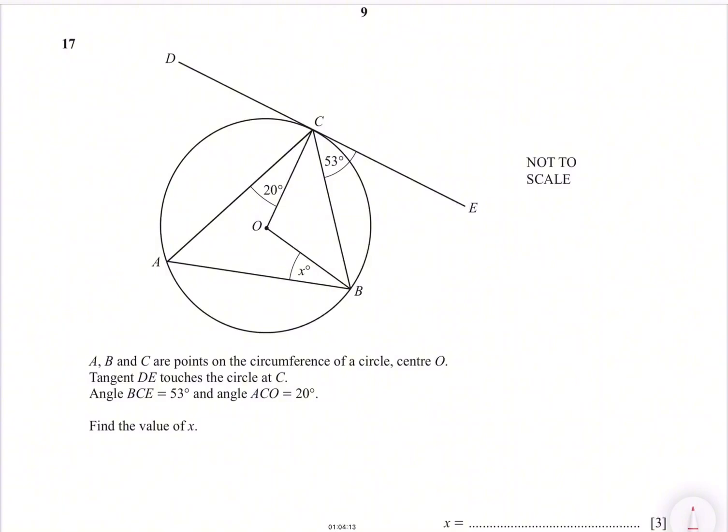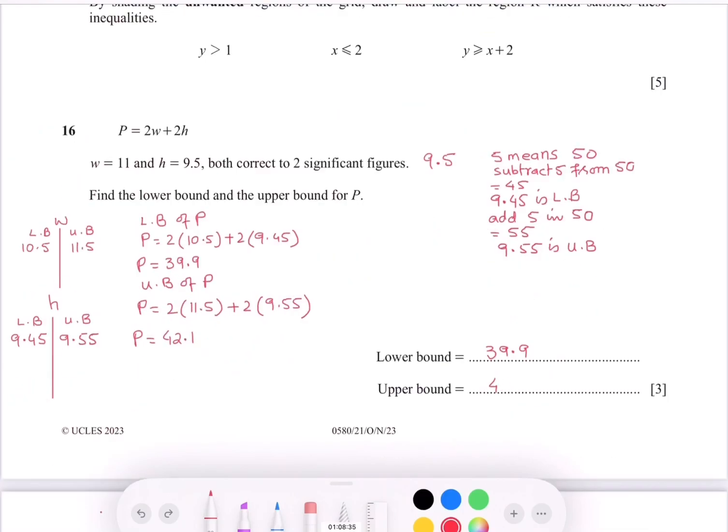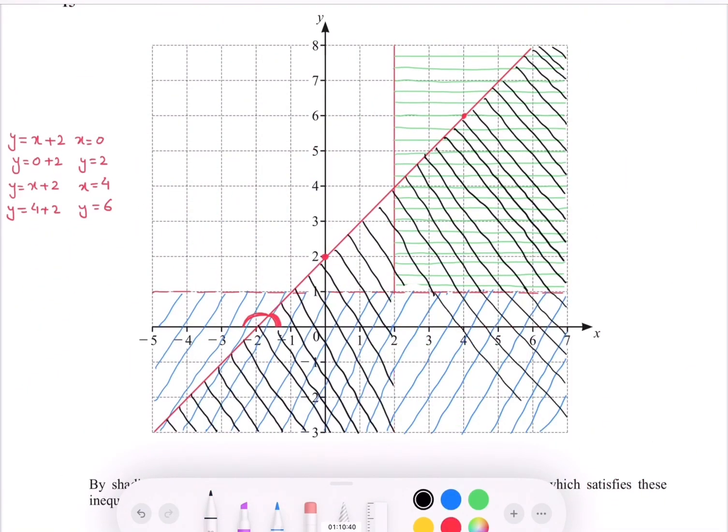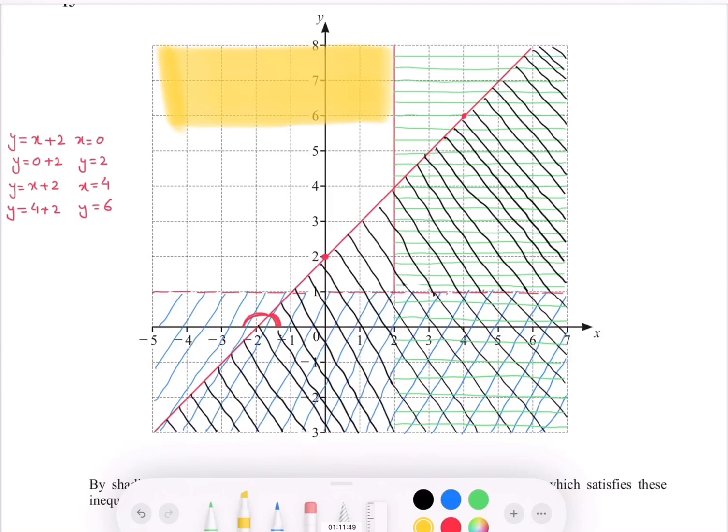So now let's go back and correct this question. Let me erase this and draw it again. The portion which I was shading is actually the portion which the examiner wants us to find out. I mistakenly shaded it. He asked us to label it. So you can label this instead of shading it. You can label it as R.